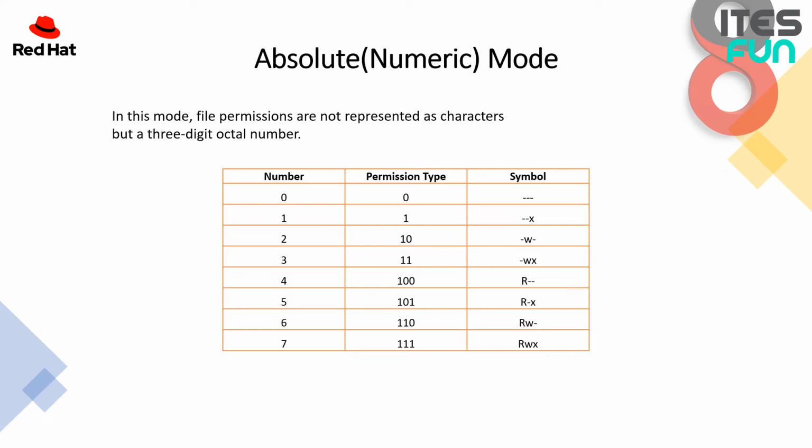The number 1 has only execute permission, for others only. 2 is for granting the write permission to the group. 3, the permission type 011, is for write and execute permission for group and others respectively.